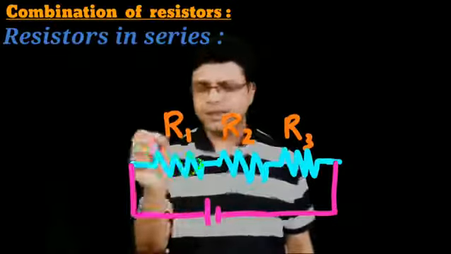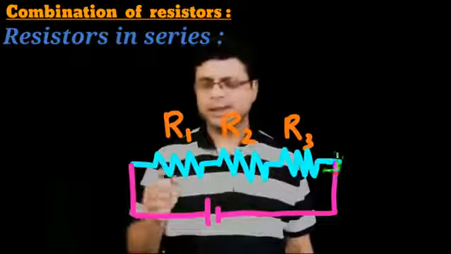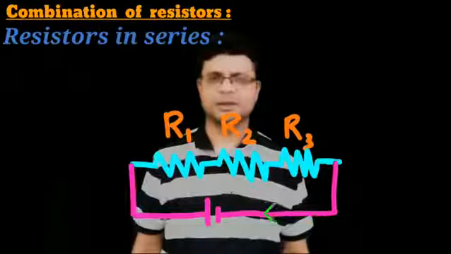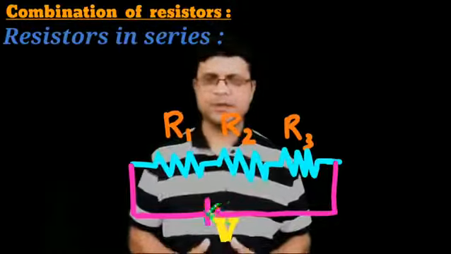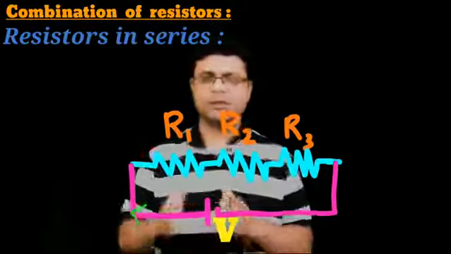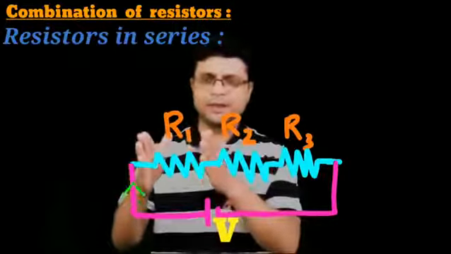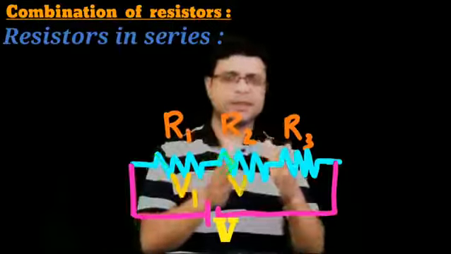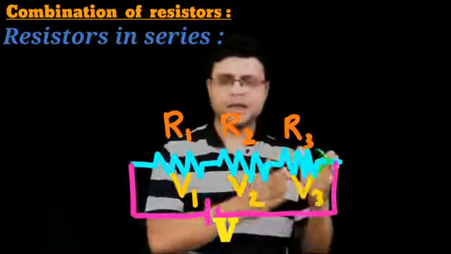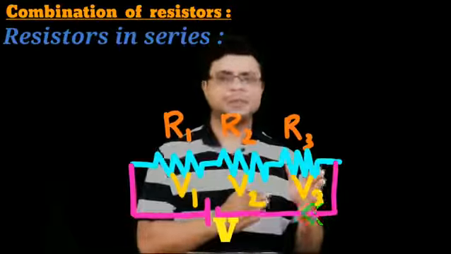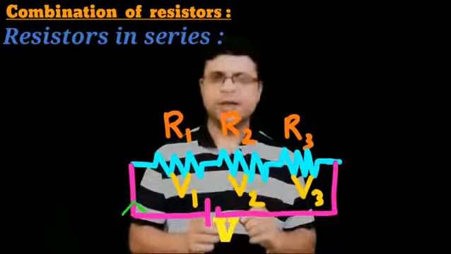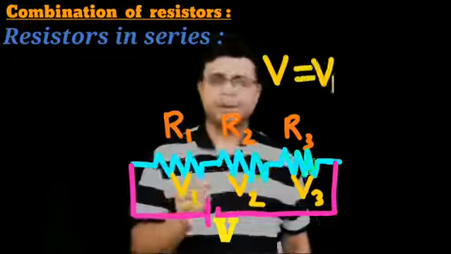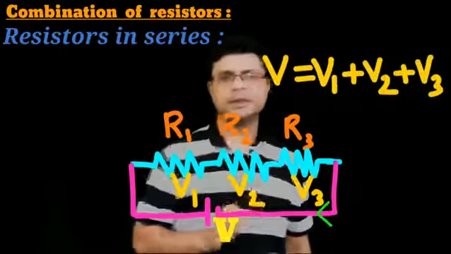Alright, so there is a single path. So what is happening? The same current is flowing through all these three resistors. Now what about the potential difference? This potential difference will get distributed. In the first resistor, it will be V1, in the second resistor the potential difference will be V2, and in the third resistor the potential difference will be V3. Thus, this total V will be the sum of these three. V equal to V1 plus V2 plus V3.